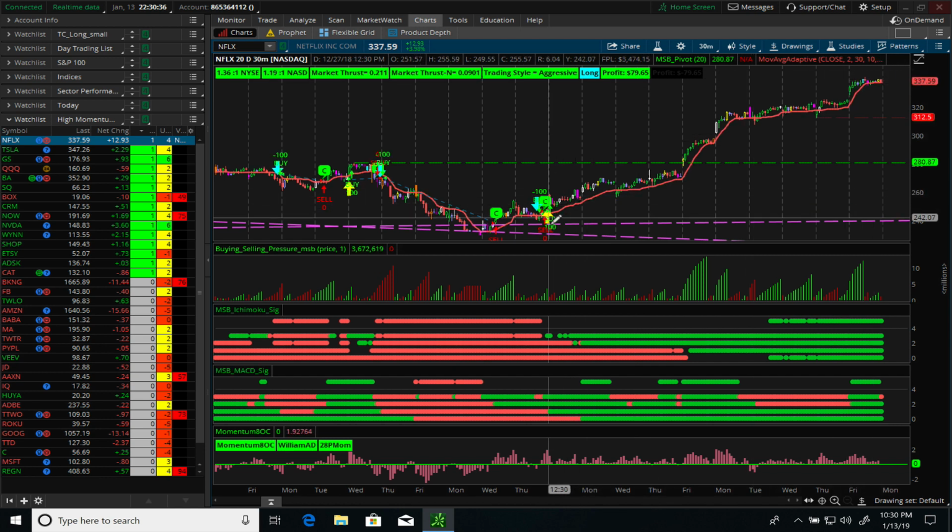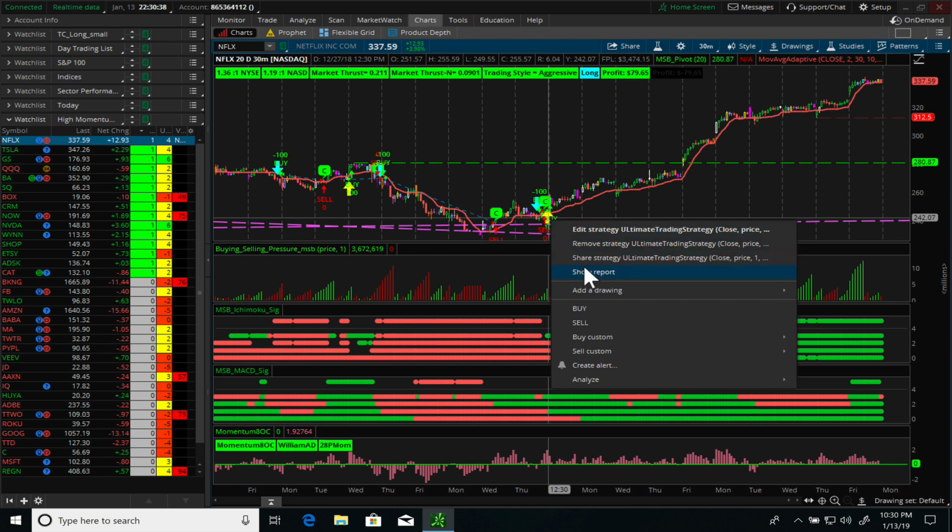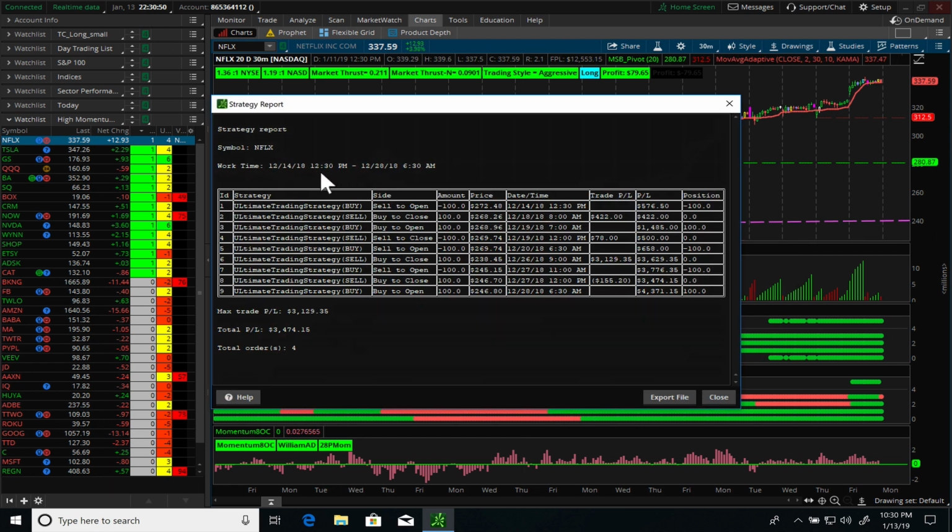So let's just look at what the overall performance was simply by clicking on show report, and these are all the trades. So you went long here, you closed here, you went short here, you closed here, etc. But we'll take a look at the report to see what was the performance. So this report is from 1214 to 1228, because there hasn't been another close since then. So as you can see, it's sell to open, and this is predicated on trading 100 shares.